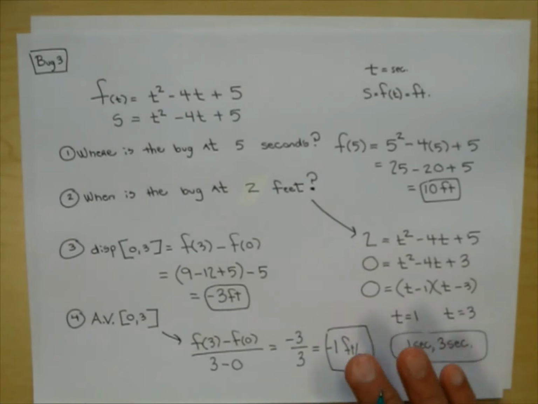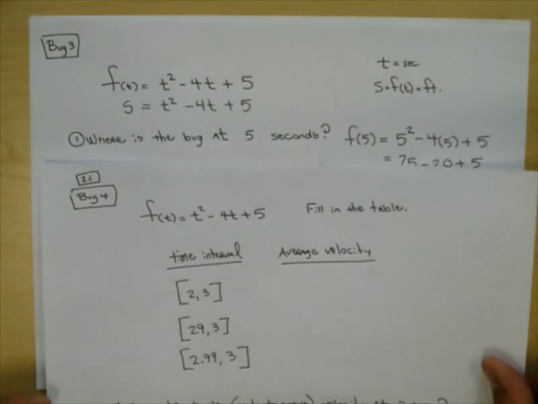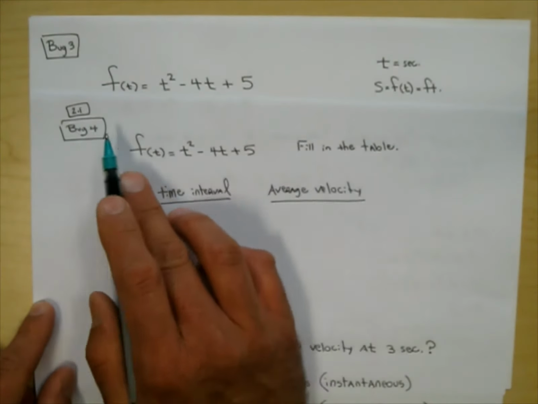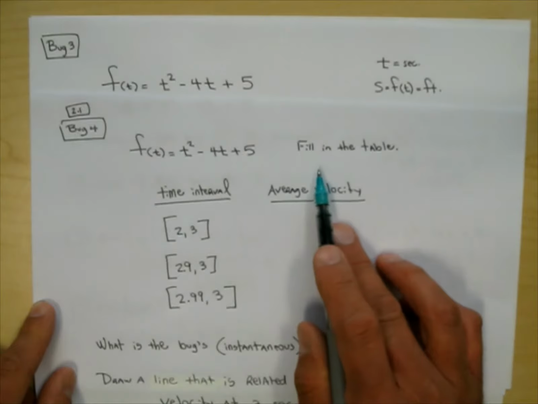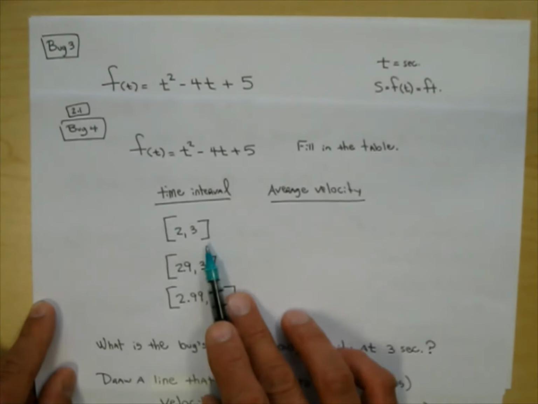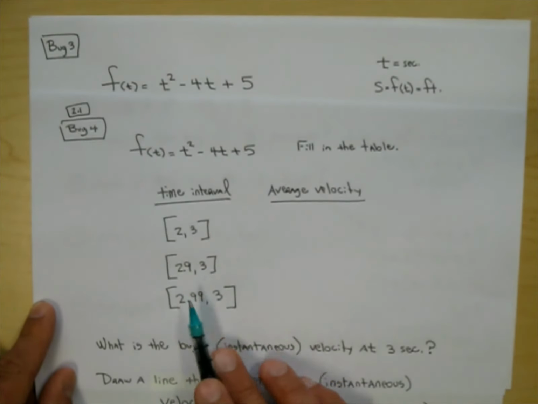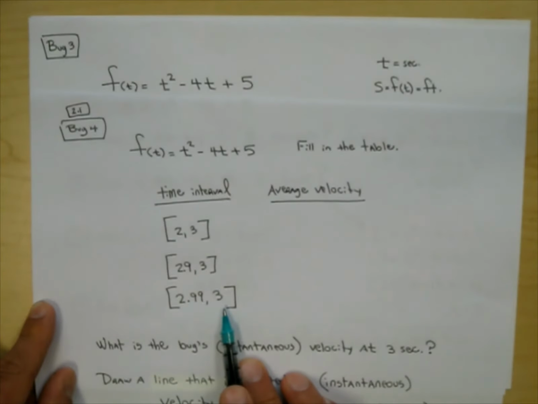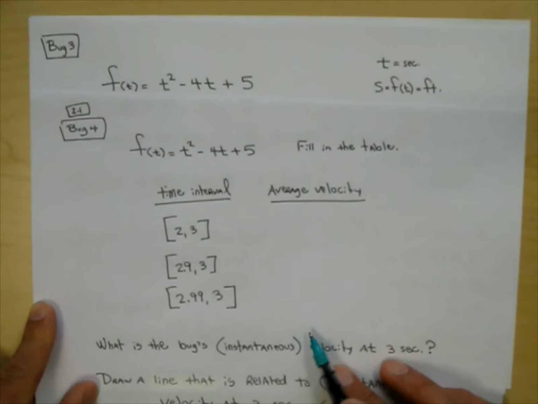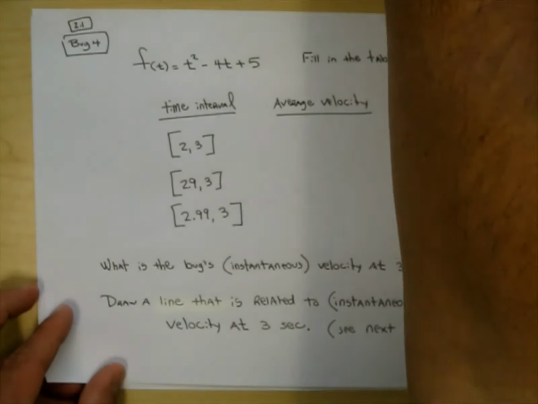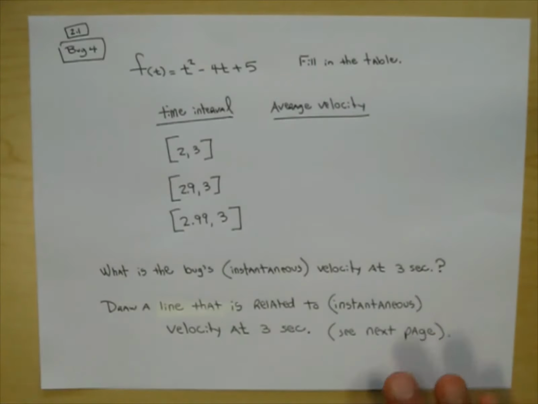Now I'm going to go to bug 4, and I'm actually going to use the same function, the one we had there. This covers a little of 2.1 as well. What they want you to do in bug 4 is fill in the table for average velocity from 2 to 3, from 2.9 to 3, and 2.99 to 3. I've skipped the other one where I'm coming in from the right side, but this will probably be good enough for some of you. So if we get something like this on the exam, will we be able to do it? That is the question. And how would we do a problem like this?